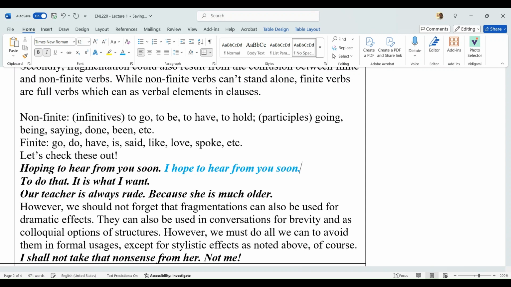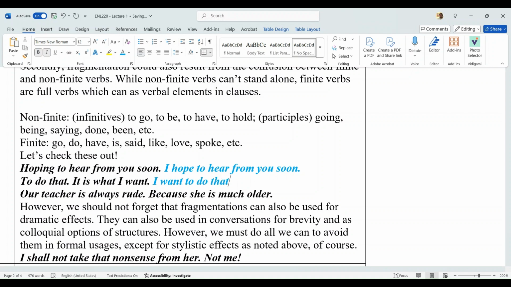In this case, you are seeing that the sentence is no longer fragmented, because the way it was before, you were wondering what went before. Now let's look at the next sentence. To do that, it is what I want.